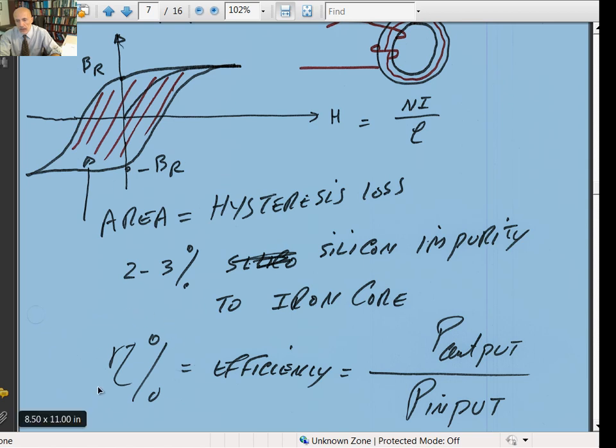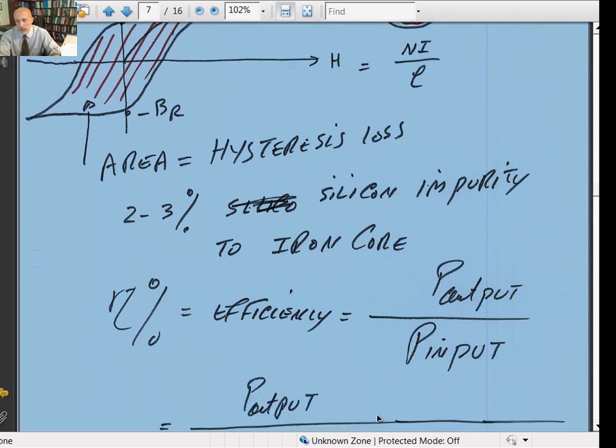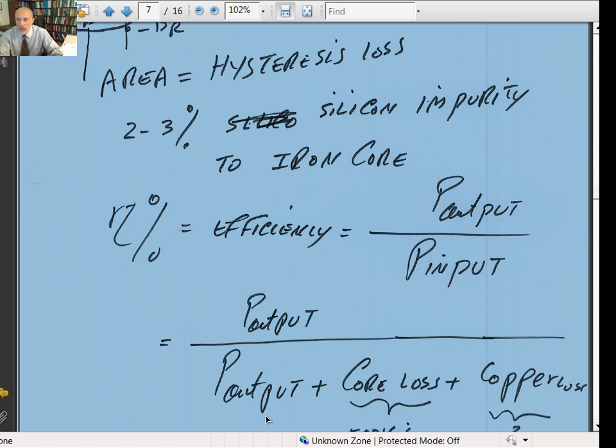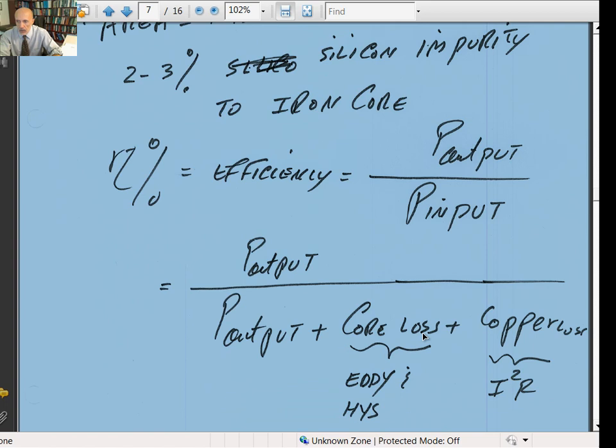Once you have calculated the losses, then you can calculate the efficiency. The efficiency is equal to the power out divided by the power in. Power out is the voltage in the secondary times the current in the secondary. The power input is equal to the power output plus the losses: core losses, which are eddy current and hysteresis, and copper losses, which are I squared R losses. That is from both the primary and the secondary, so you really have two terms: I squared R in the primary, plus I squared R in the secondary winding.